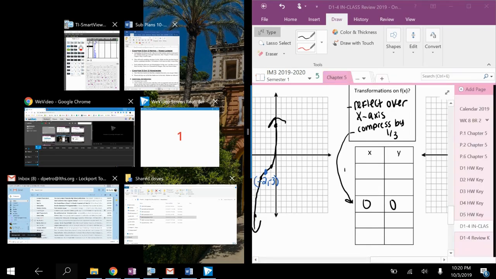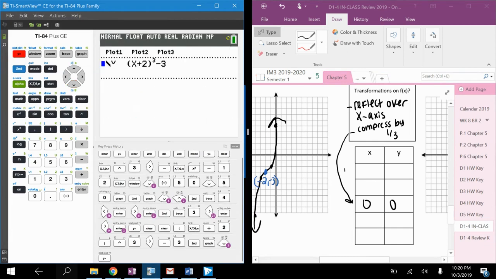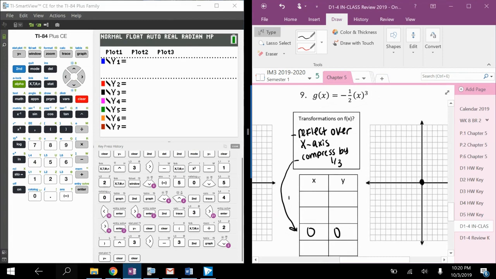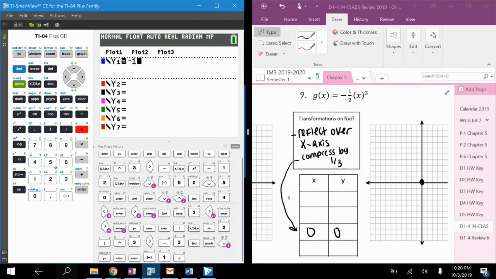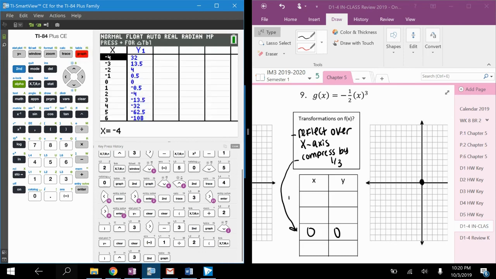Now you could just plug them into your calculator if you want. If you don't want to graph it, press y equals, clear it out. Let's type in that original function. -1 divided by 2 is 1/2. Parentheses x to the power of 3. To get your table, press second graph. I'm going to put my cursor on 0, 0 so I know I have to use the points above it and below it.